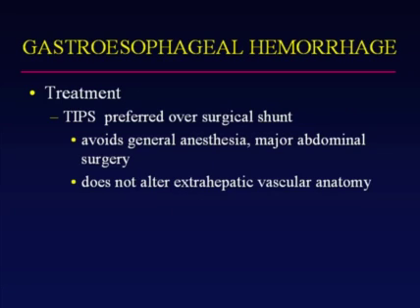Now, these patients are generally treated medically, but if medical therapy fails, a TIPS procedure is currently the preferred secondary line of therapy and is now preferred over placement of a surgical shunt. And the reason for this is that placement of a TIPS avoids the risks of general anesthesia and major abdominal surgery, and it doesn't alter the extrahepatic vascular anatomy, so the patient's position on the transplant list will not change.